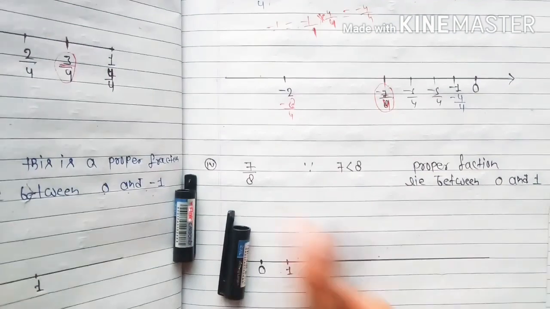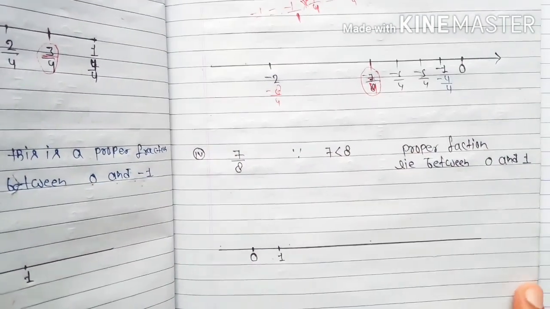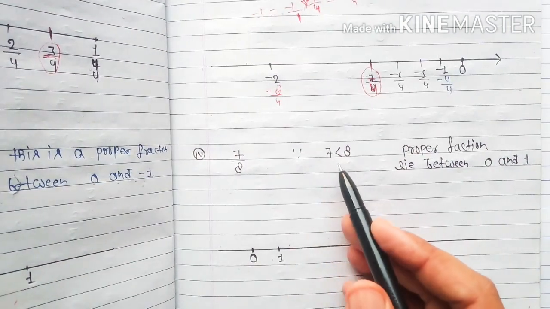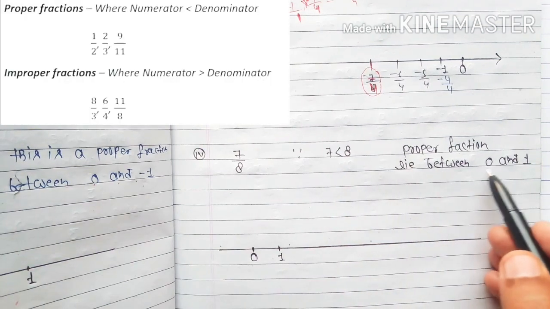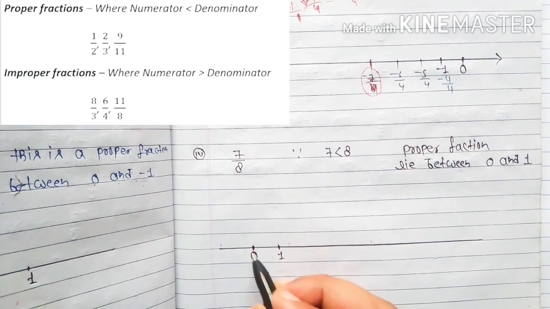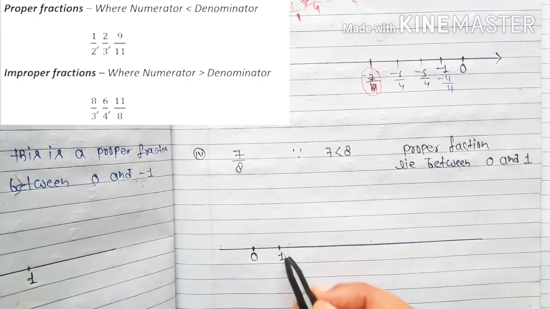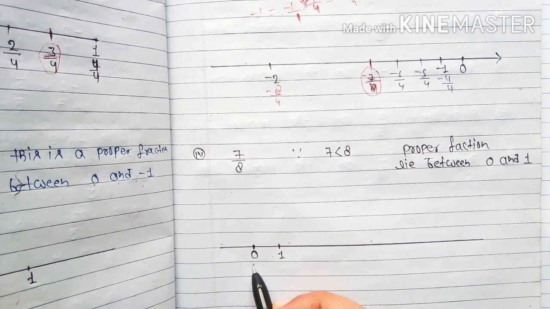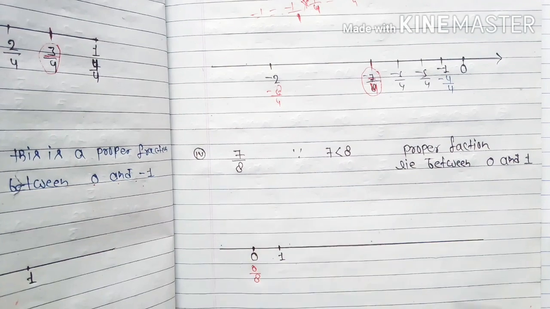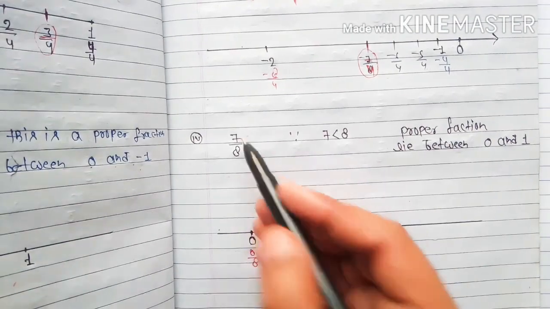So the next one is 7 by 8, student. Now 7 is less than 8. It means this is a proper fraction and this will lie between 0 and 1, student. We will start from 0. Student, you can write from 0, it's 0 by 8. Now 7 by 8, student.